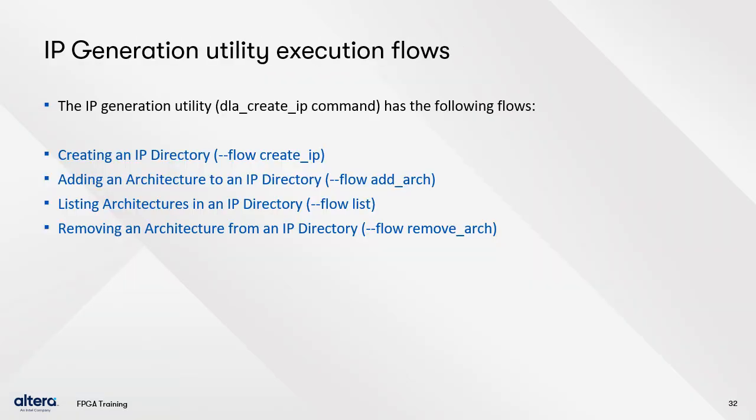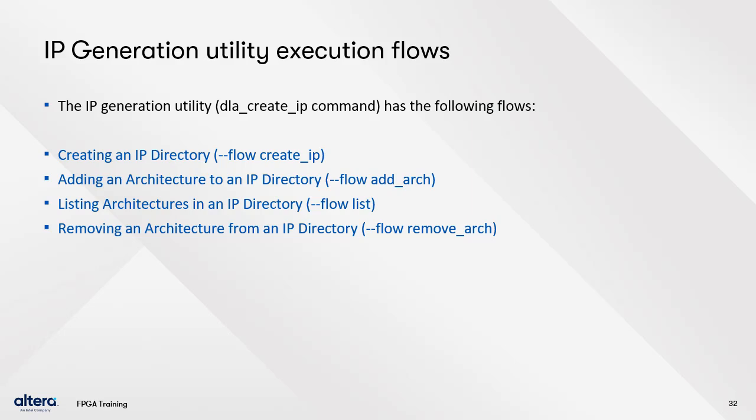The FPGA AI Suite IP generation utility reads an input architecture description file, .arch, and places generated IP into an IP library that can be imported into Platform Designer or used directly in a pure RTL design. The IP generation utility generates either an unlicensed or a licensed copy of the IP. The unlicensed IP has a limit of 10,000 inferences.